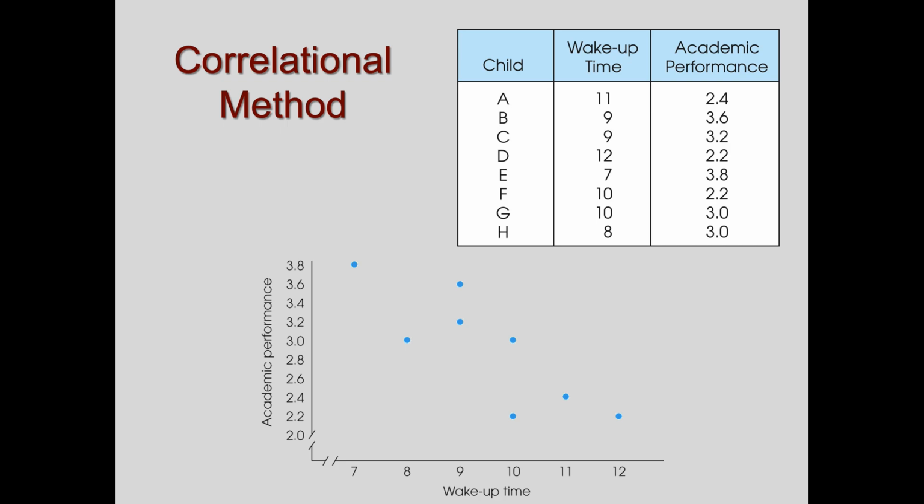Okay, so the correlational method. Here's an example of a correlation that's put on a scatter plot on this particular graph. Generally speaking, let's look.